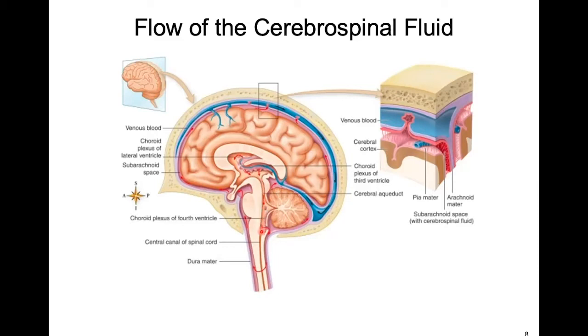And then that continues into a structure known as the central canal. The central canal runs down the entire length of the spinal cord, as we will see. And this is how the central nervous system is also protected internally.